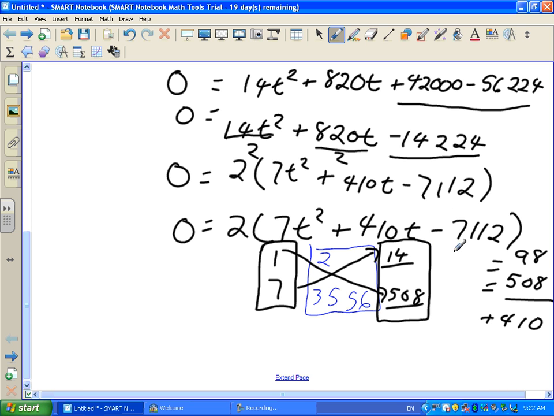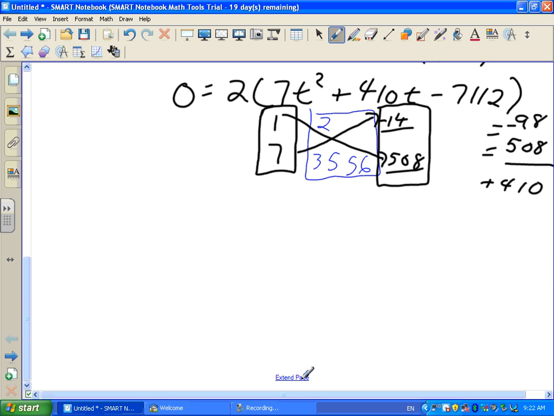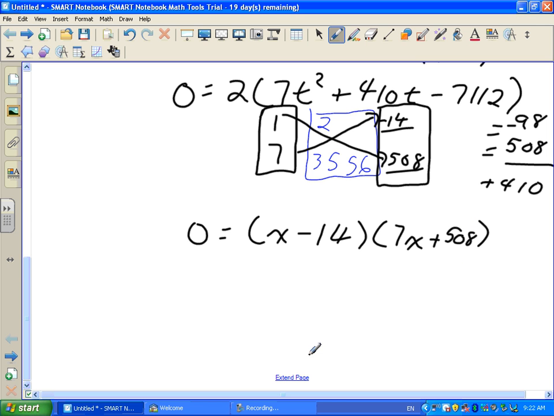And we know that one has to be negative because this is a negative number. In order for this to work, we needed the 98 to be negative, which means our 14 was negative. So when we go to write these numbers in, our first terms, we're going to have a 1x or just x, and a 7x. Now our last terms have to go in opposite brackets of what we multiplied by. So I multiplied 7 times negative 14, so the negative 14 goes in this bracket, and this is our plus 508. So we have our 2 sets of factors now.